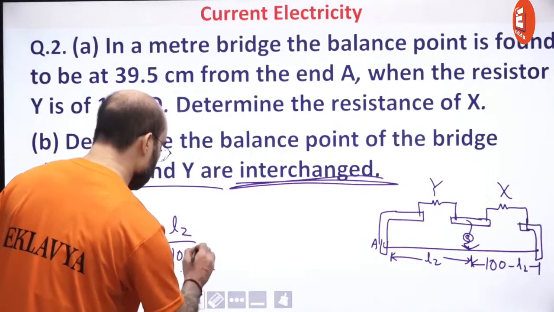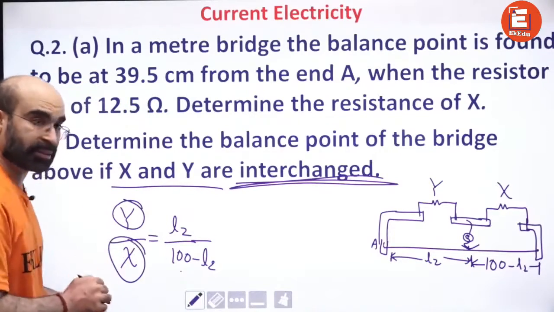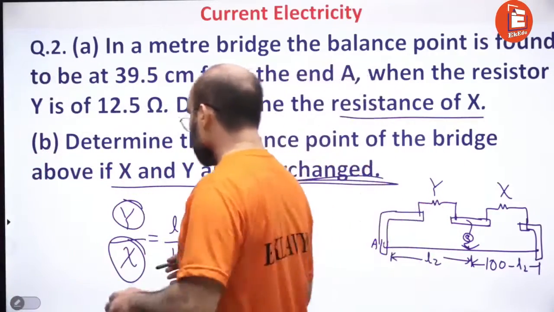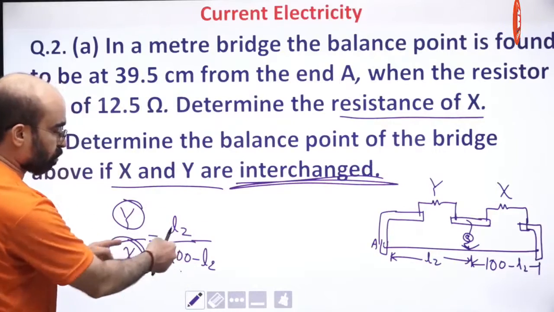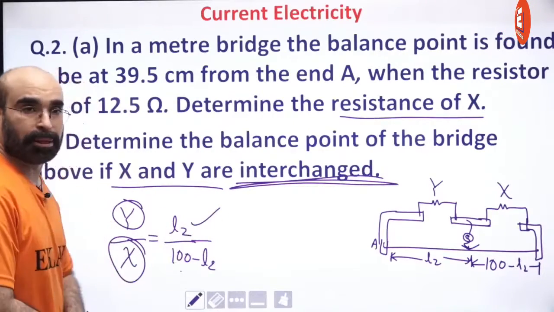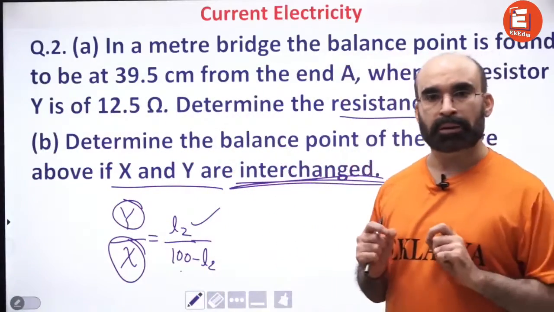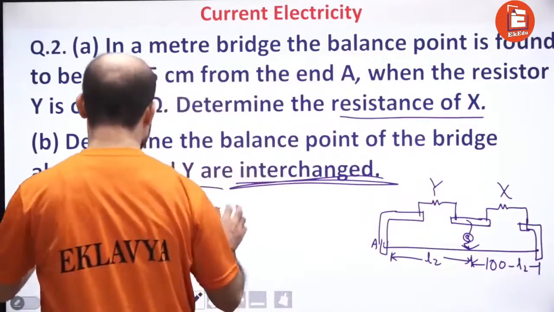So we have the value of Y, and we have the value of X, because we determined the value of resistance X. That value we will put here, and we solve this for L2, that we can determine, right? So this was the question.